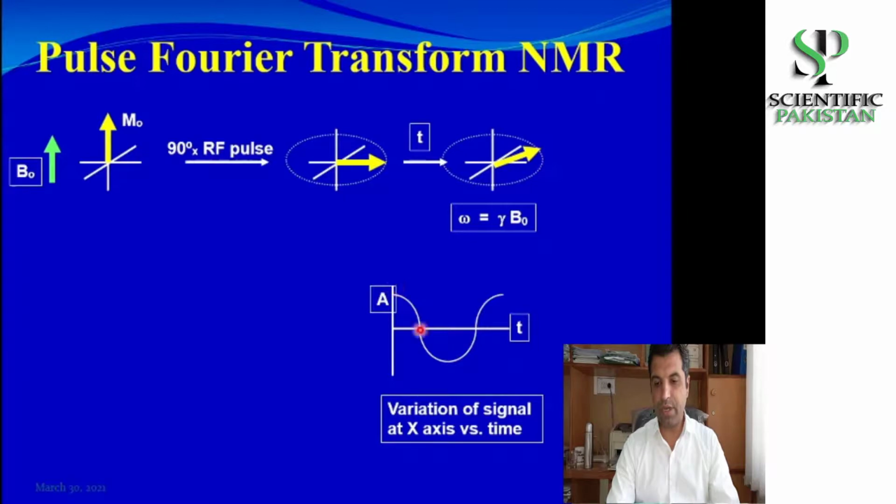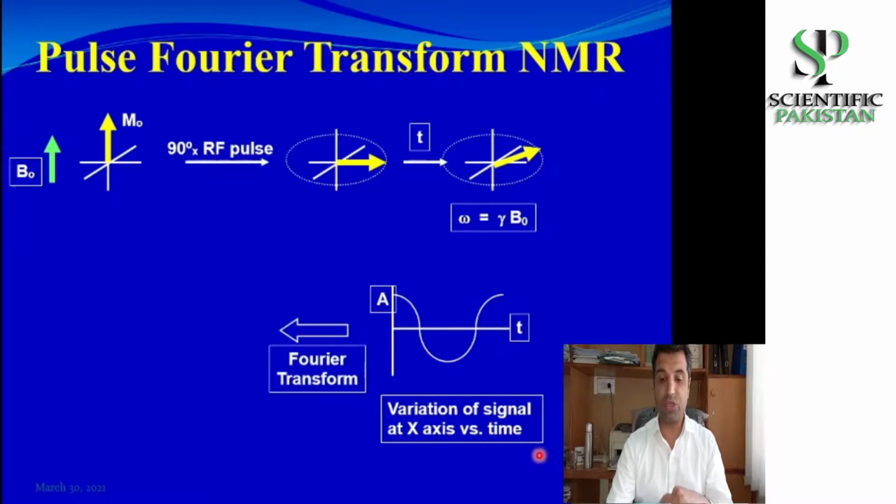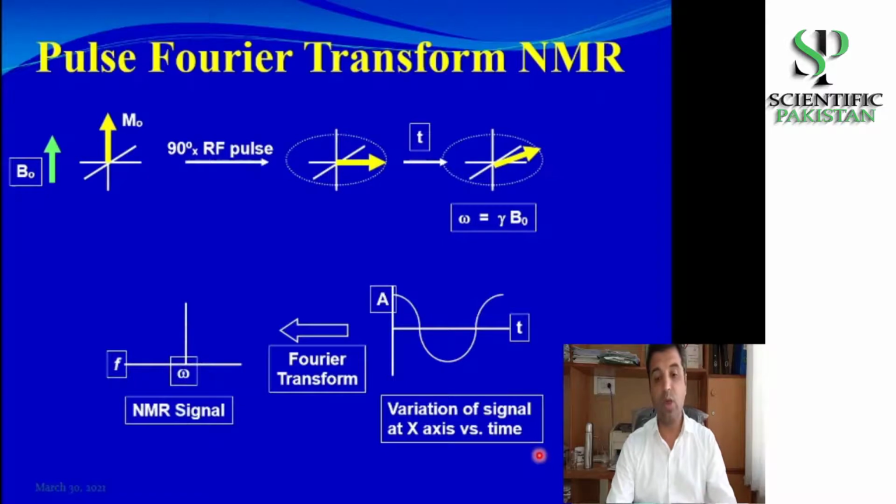And this is what you get, a decaying signal that varies with time. This is not of much use to us, and so we have to convert it to a frequency domain signal through Fourier transformation. And when you apply that, you get a frequency domain signal, which is the final NMR signal dependent upon frequency. Now, I leave you with a question.